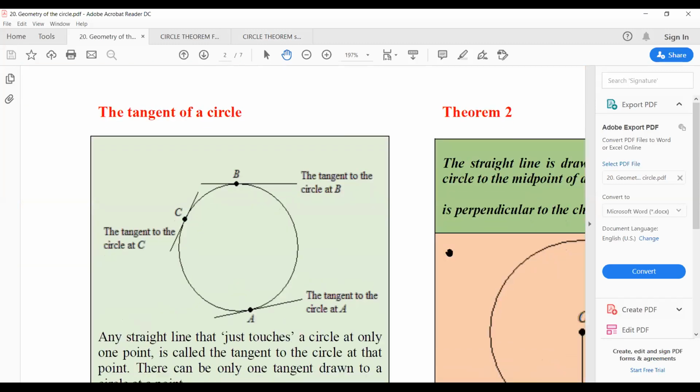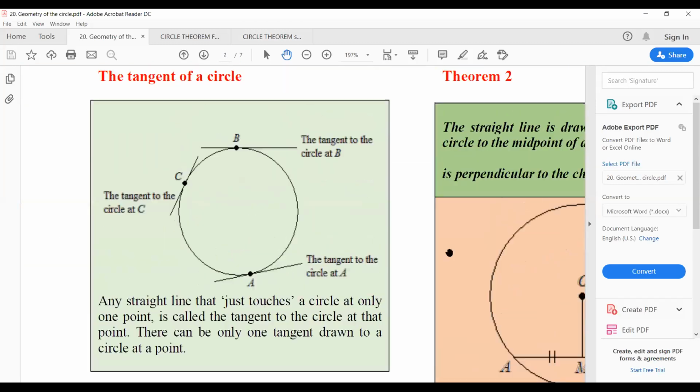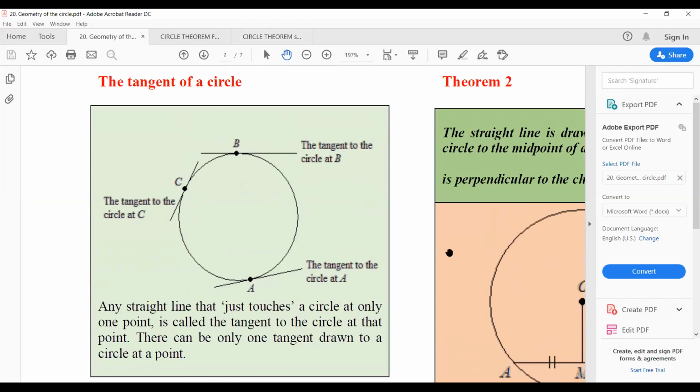The tangent of a circle now. Any straight line that just basically touches the circumference of the circle at any point is called a tangent. So here we can see we have three tangents. We have the tangent to the circle at B, we have the tangent to the circle at C, and we have a tangent to the circle at E. So we have three tangents in this diagram here.